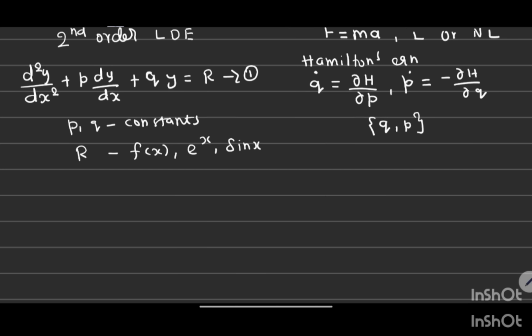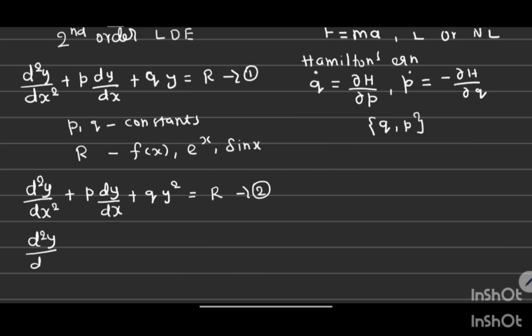How does the nonlinear equation appear? Let me give an example. d squared y by dx squared plus p times dy by dx plus q times y squared. This is one example. Another example can be d squared y by dx squared plus p times dy by dx.